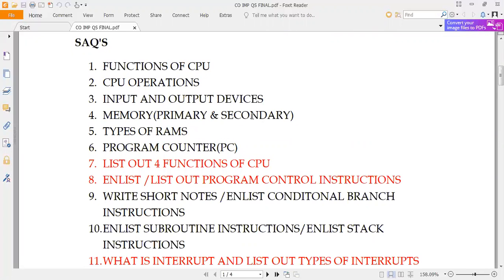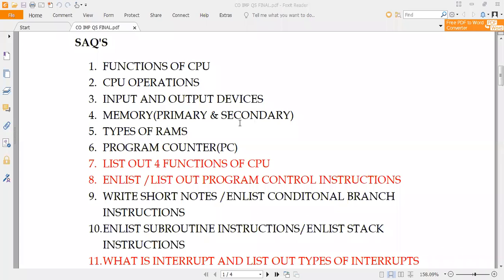First one is the functions of CPU. What is the main function of CPU? Any guesses? Fetch, decode, execute, store. These are the main functions of the CPU. The basic usage of the CPU is to take the input, process it, give the output to the user, and store the data. The principle by which it works is fetch, decode, execute, and store.